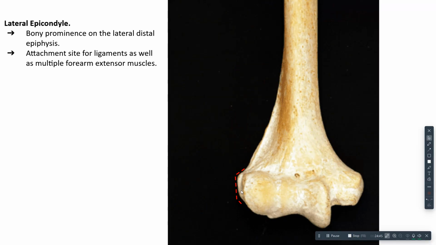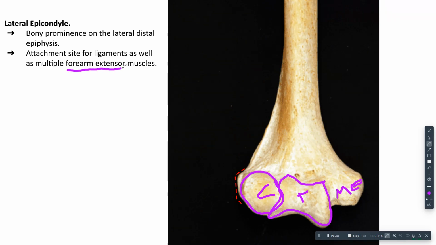Finally, keep going out. We have another little bump on the outside. Big bump started us off. Big bump was the medial epicondyle. Medial epicondyle led us to the pulley. The pulley was the trochlea. The trochlea led us to the little round head. The little round head is the capitulum. Then finally, this bump over here, that is the lateral epicondyle, where your forearm extensor muscles and some ligaments are going to attach. So, start with medial epicondyle, trochlea, capitulum, lateral epicondyle.